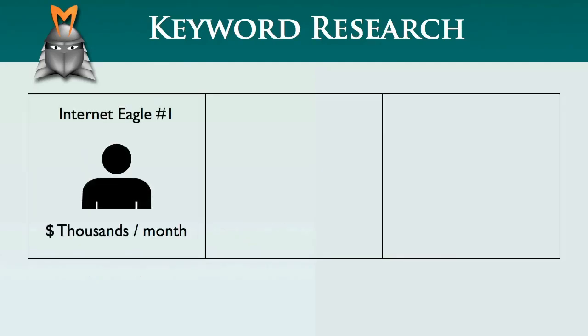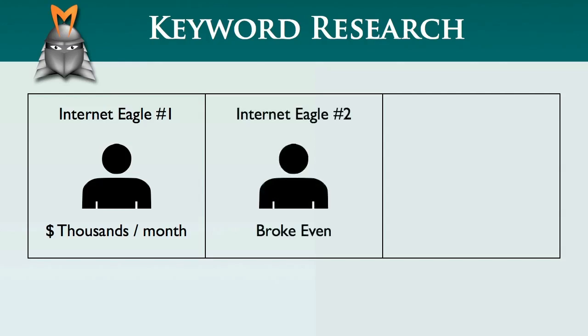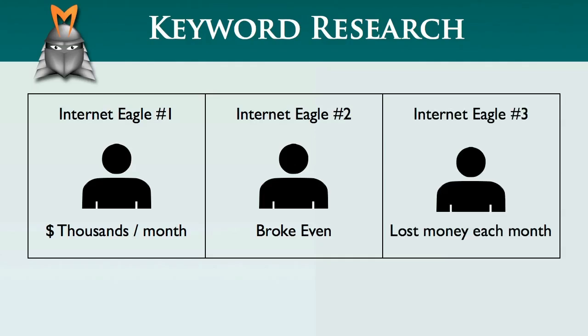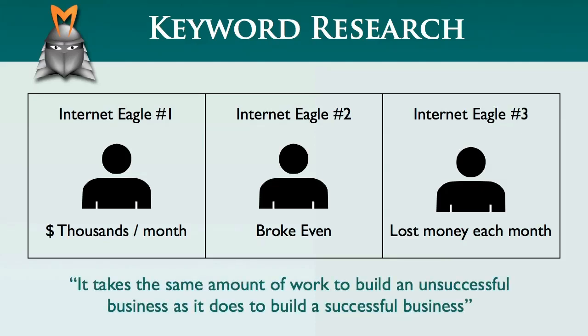The first Internet Eagle instantly began earning thousands of dollars per month. The second Internet Eagle basically broke even. And the final Internet Eagle lost money each and every month. What we learned from this experience is that when it comes to internet marketing, success is not necessarily achieved by the person with the best product or the person who works the hardest. In fact, it takes the same amount of time and effort to build an unsuccessful business online as it does to build a successful business.